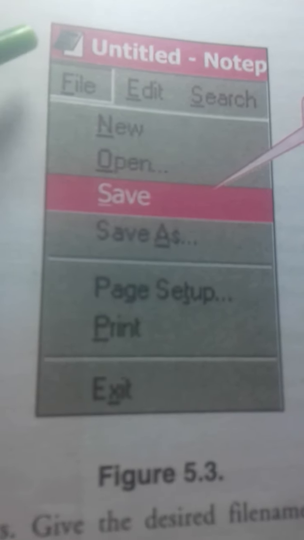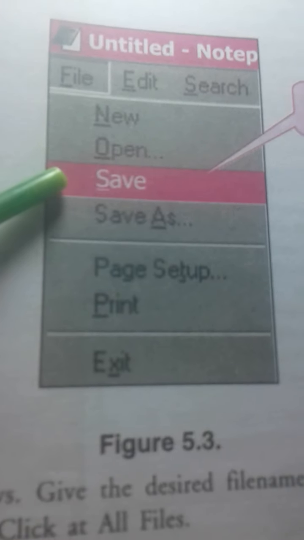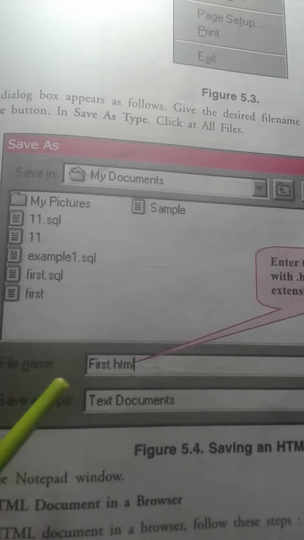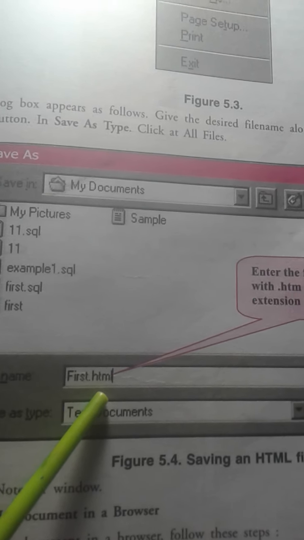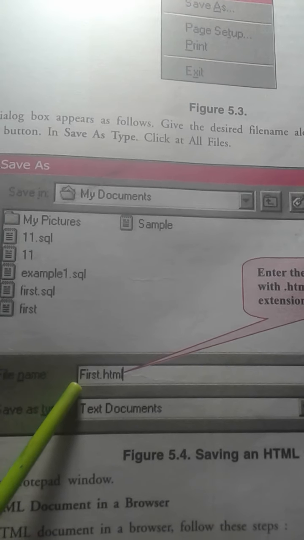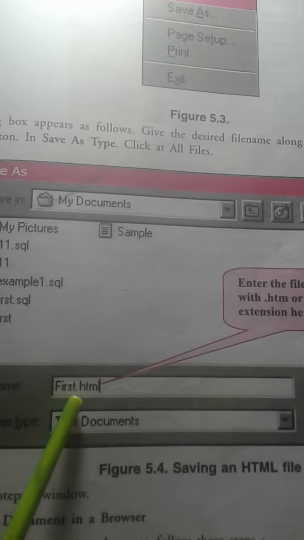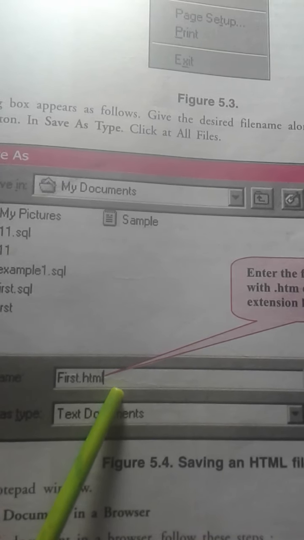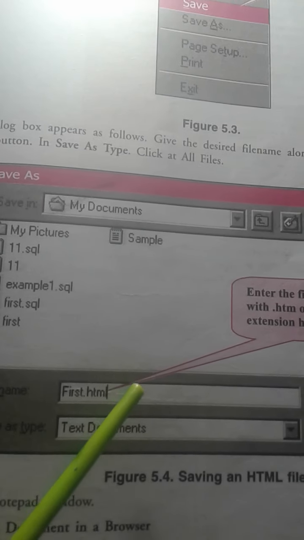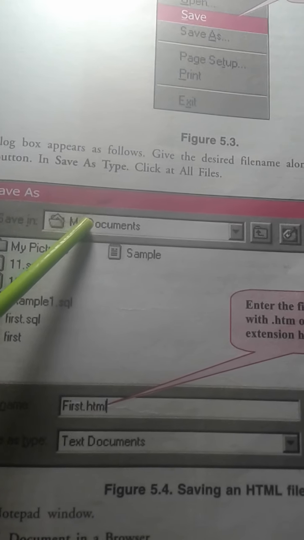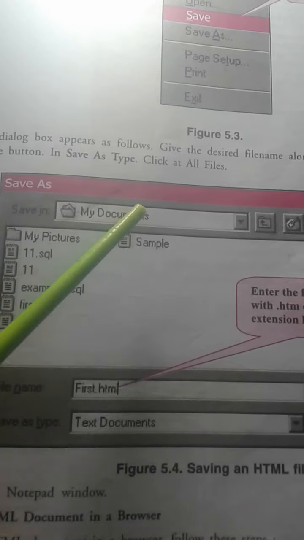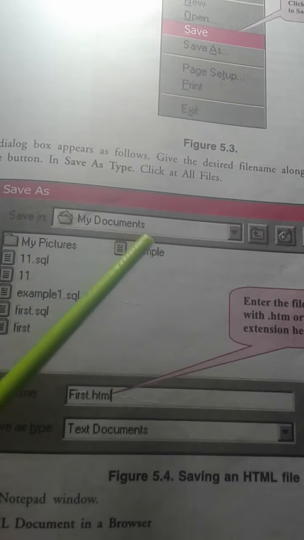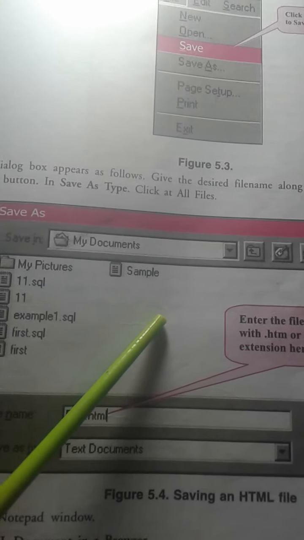My dear students, after typing the tags, we have to save it. And to save it, we click on File and then click on Save. And we put the file name here, like my file is first. And the extension name is .html. And you can give the location in My Documents, or you can also give the location in Desktop. Got it?